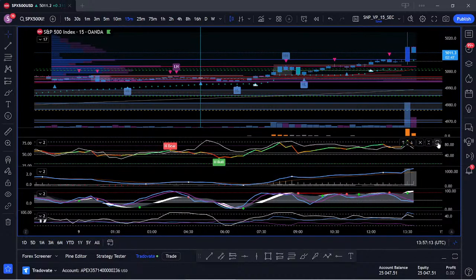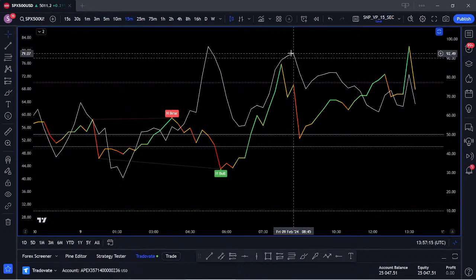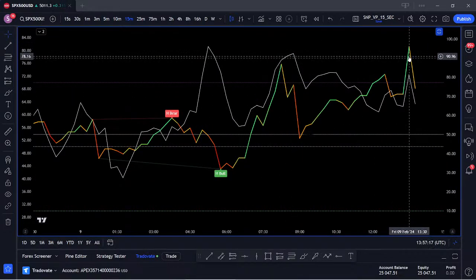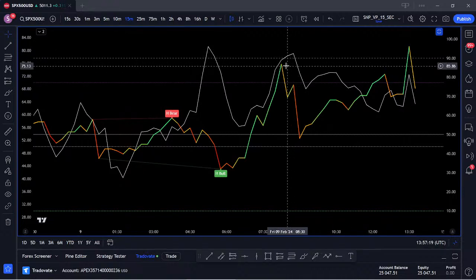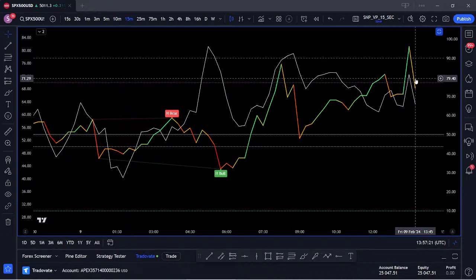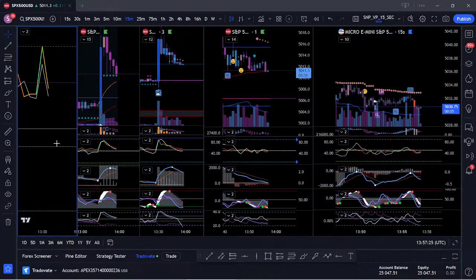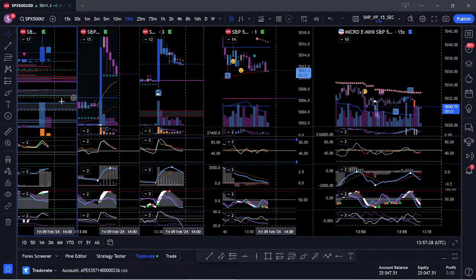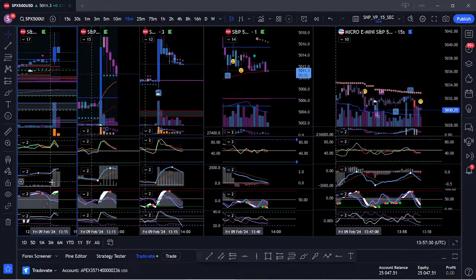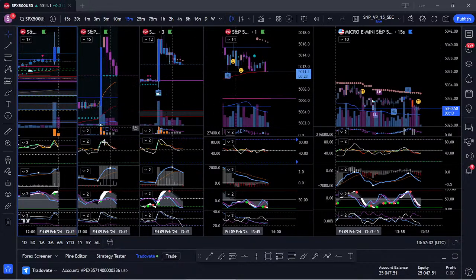Look at the MFI. MFI is not confirming. So this volume has gone up, but the MFI didn't go up. So we have a divergence on the MFI. So that means the volume is imbalanced. So we expect a drop, and that's why there are things which are not lining up.